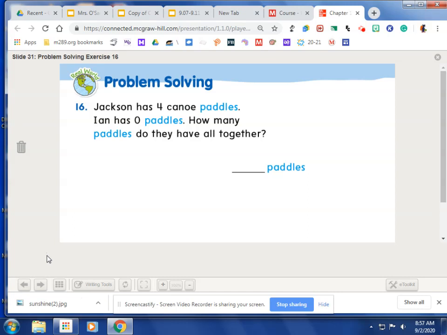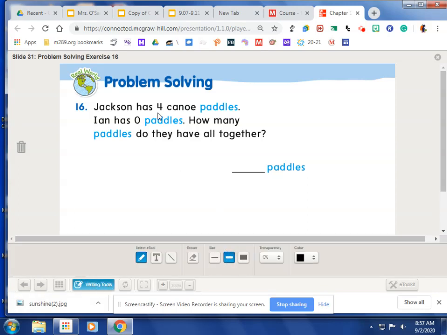Flip your paper over like a pancake. We're now on page 32. It says here that Jackson has 4 canoe paddles. I'm just going to underline it because I like to know. Ian has 0 paddles. How many paddles do they have all together? I'm going to write 4 for Jackson plus 0 for Ian. And it equals 4.